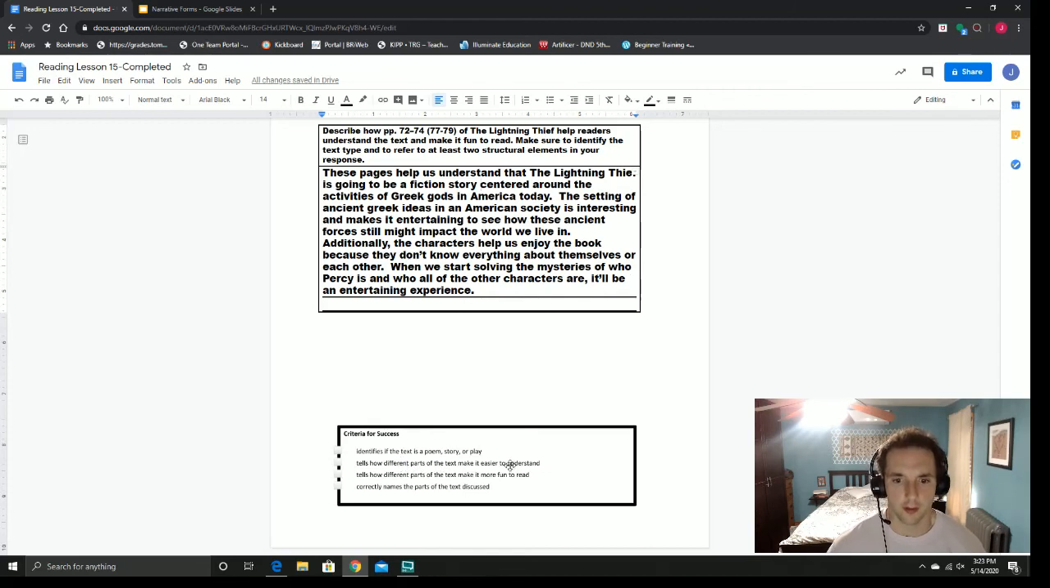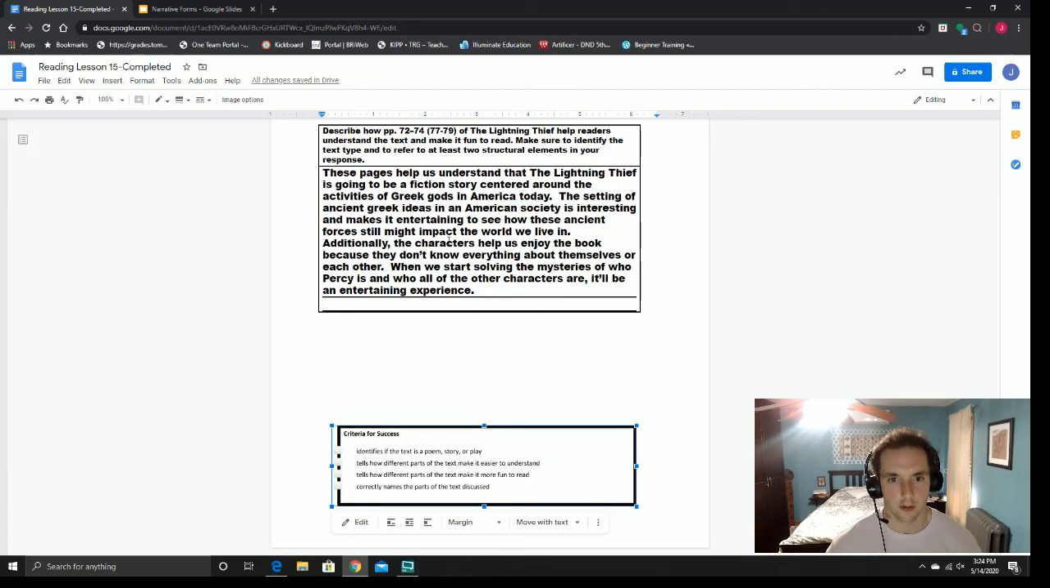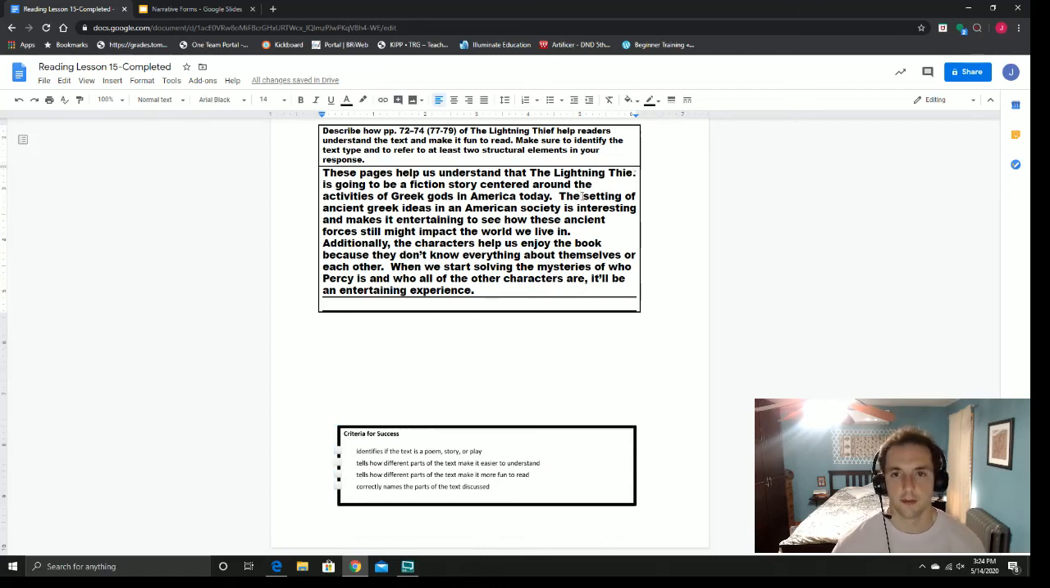Tells about how different parts make it easy to understand. We did that with the setting, saying how it helps us understand that this is going to be ancient Greek stuff happening in modern time America. How different parts of the text make it more fun to read. We talked about that, how the characters and the mysteries of them not knowing each other or who they are. And then we named the parts of the text. We said the characters and we said the setting.